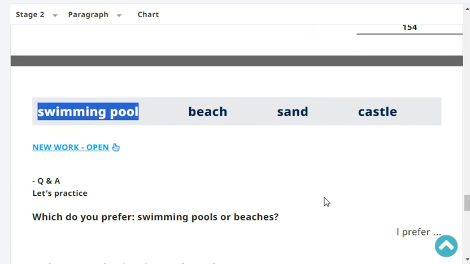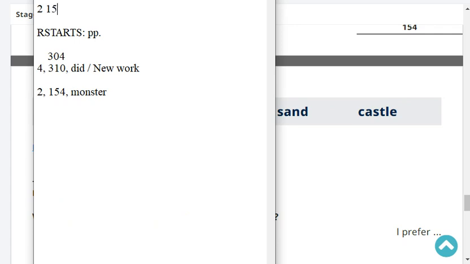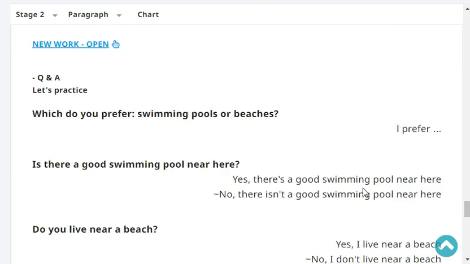Okay, which do you prefer, swimming pools or beaches? I prefer swimming pool. Is there a good swimming pool near here? Yes, there's a good swimming pool near here.